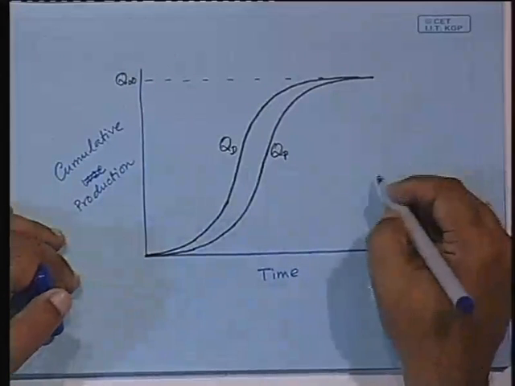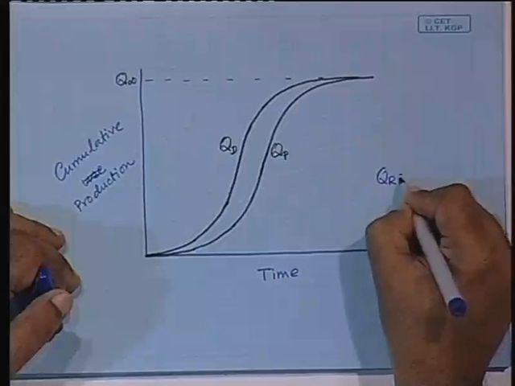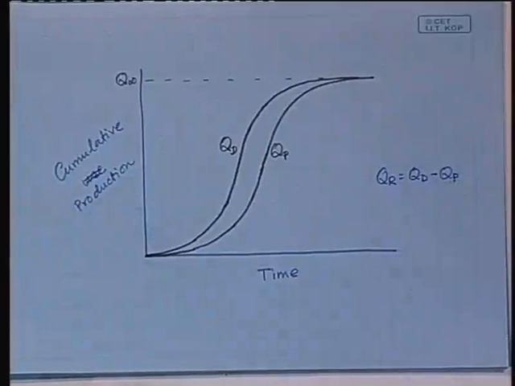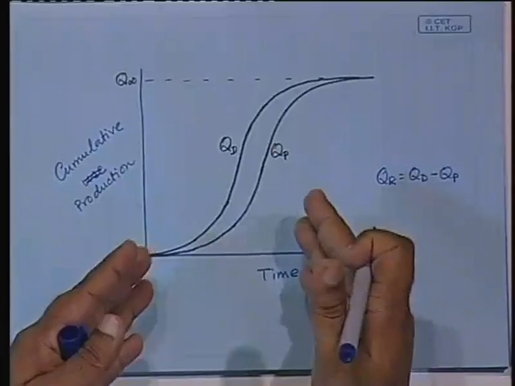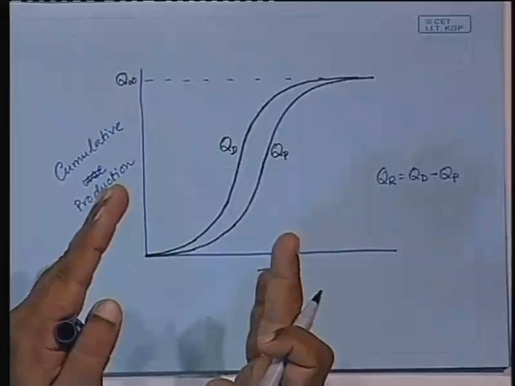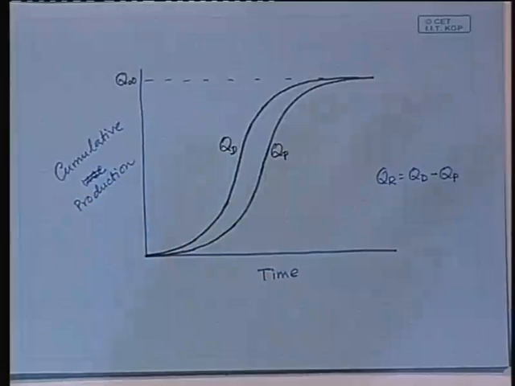So QR is QD minus QP. So what will be the curve for QR? Can you see from these two? These two, QD and QP, have specific characteristic curves, and I am asking you what will be the character for QD minus QP?